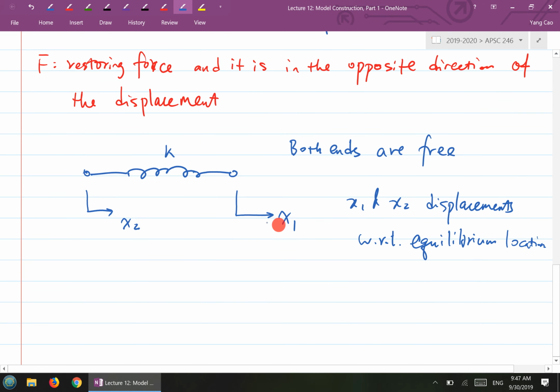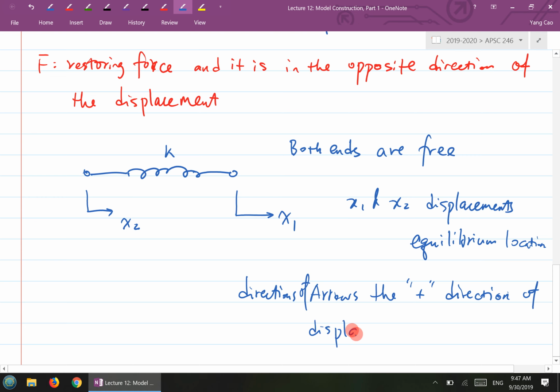Also, you have two arrow signs here. The direction of the arrow represents the positive direction of displacement. So again, there are two different references: one is the reference to the equilibrium, the other is the reference of the positive direction.